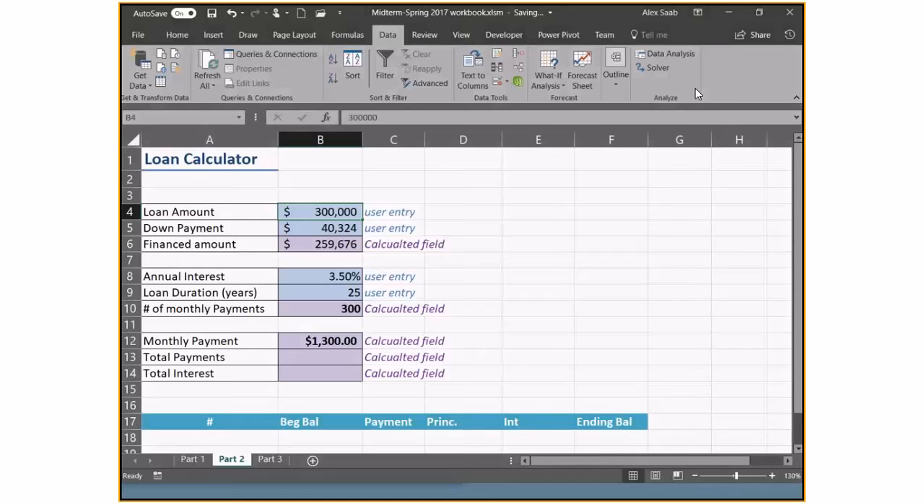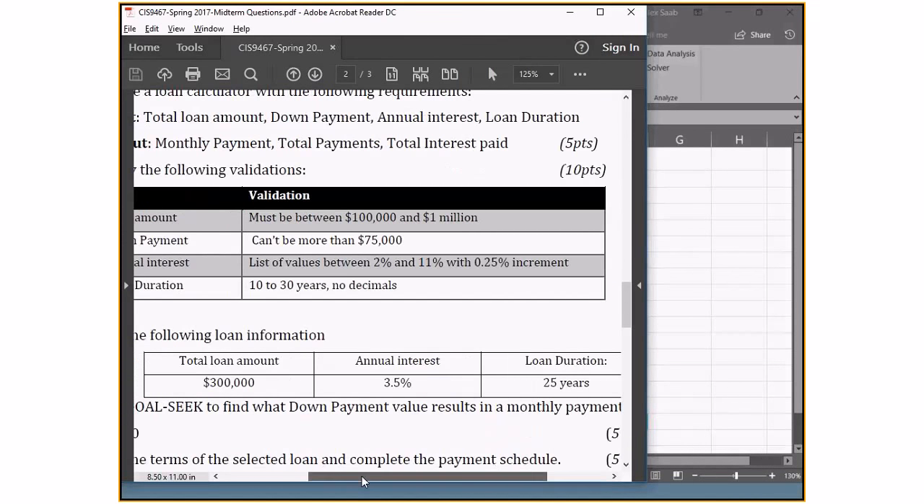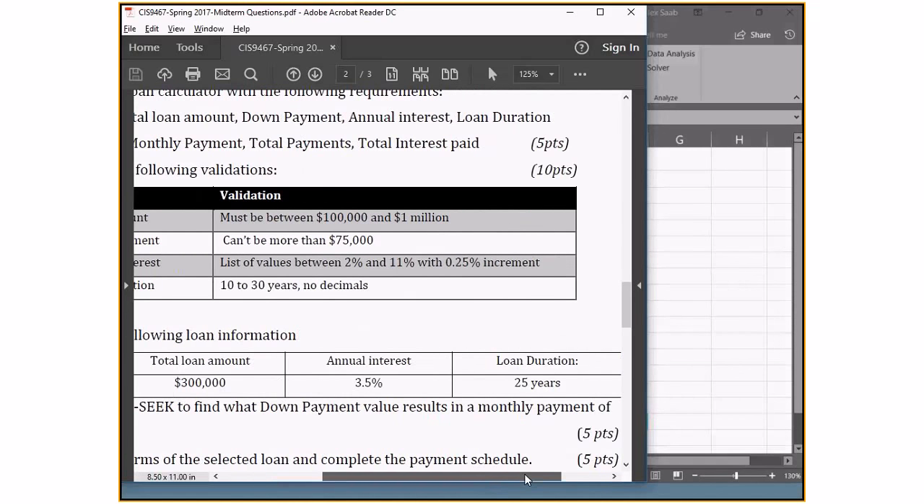So the other one, the second validation, is the down payment can be more than 75,000. You do the same thing. Annual interest: list of values from 2% to 11% in 0.25 increments. How do you do that?